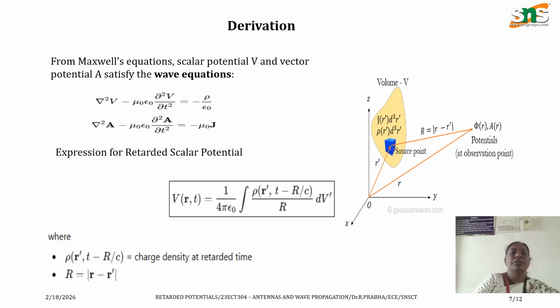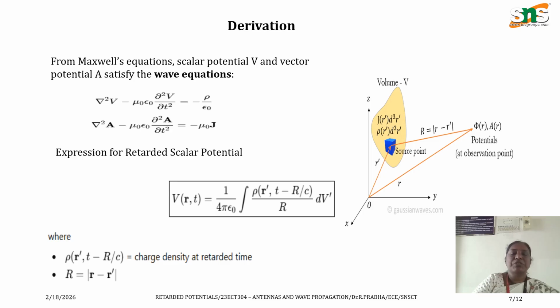So the derivation of this potential is, first we see the scalar electric potential from Maxwell's equation. Del squared V minus mu naught epsilon naught, dou squared V by dou t squared, is equal to minus rho by epsilon naught. And in the magnetic case, del squared A minus mu naught epsilon naught, dou squared A by dou t squared, is equal to minus mu naught J. Here V is the scalar electric potential, A is the magnetic vector potential, and epsilon naught and mu naught are the permittivity and permeability of free space. Rho is the charge density, J is the current density.